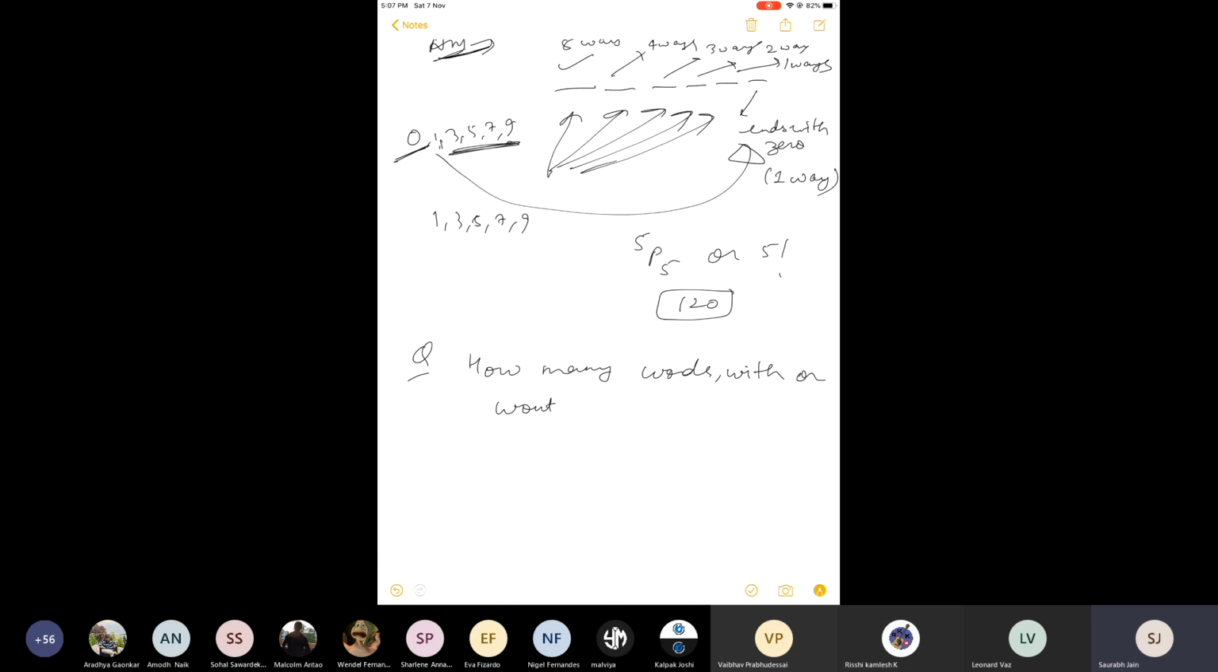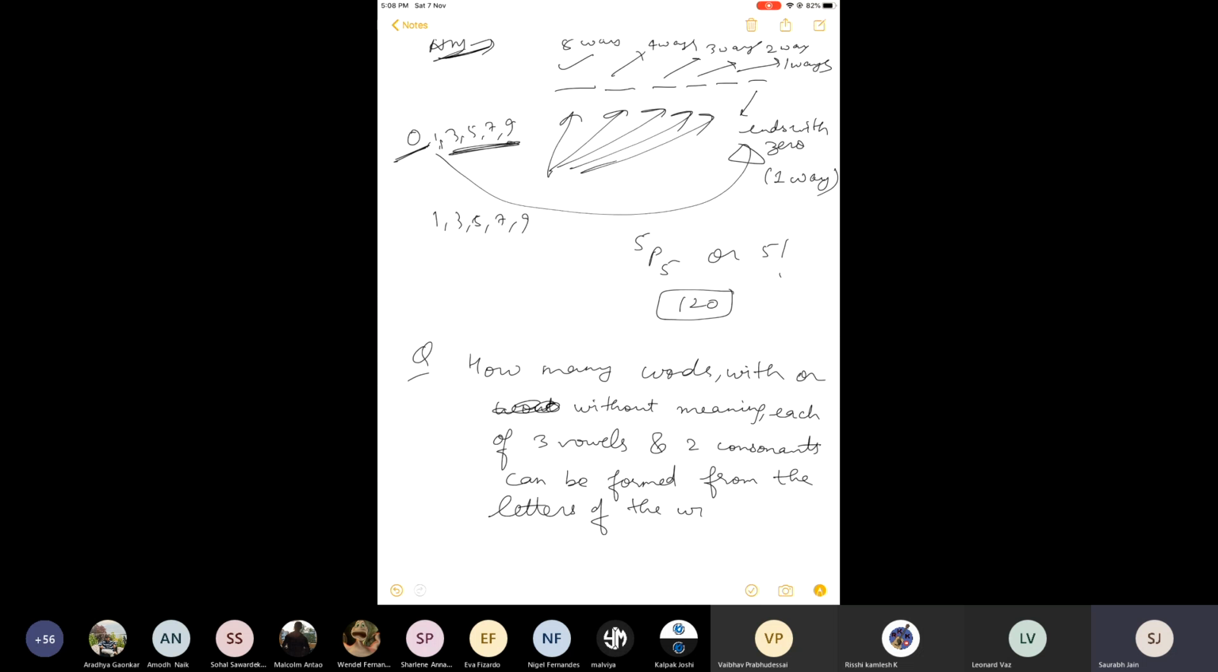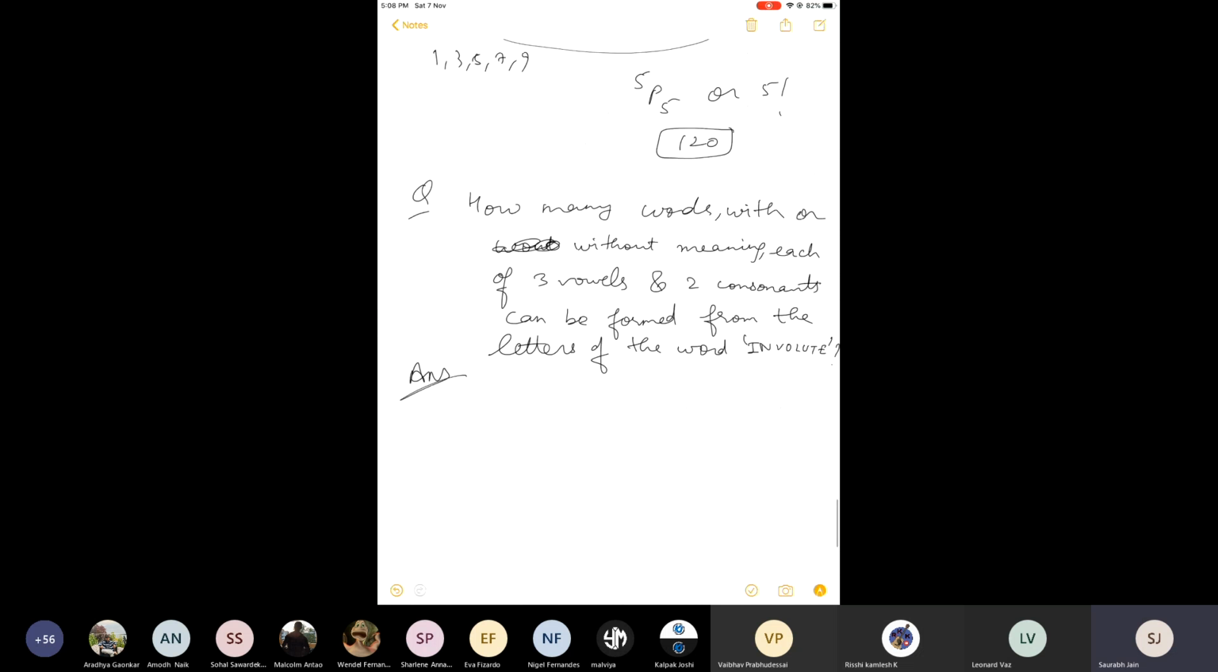With or without meaning. Each of 3 vowels and 2 consonants can be formed from the letters of the word INVOLUTE. Last question.